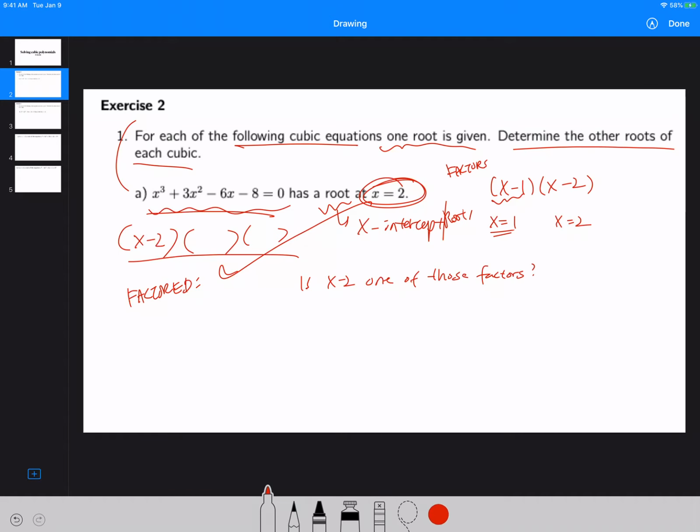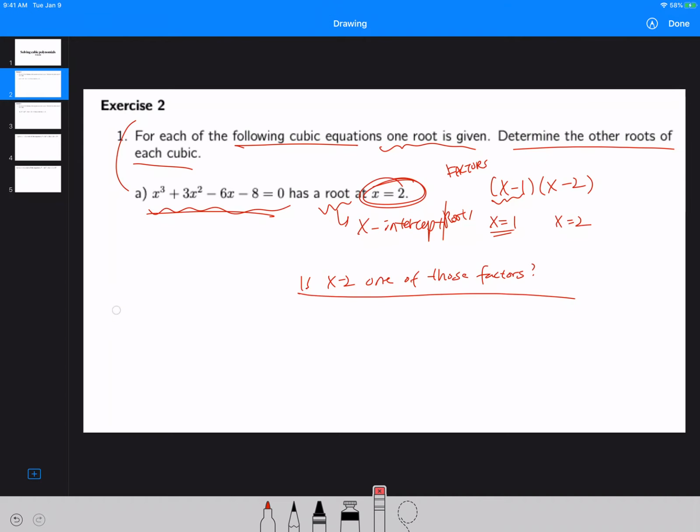Okay, so if you know that x minus 2 is one of the factors, that means that we can do long division to really check our answers with this. Okay, so how do I do that? So you take the cubic polynomial, x cubed plus 3x squared minus 6x minus 8, and you're going to divide that by x minus 2. You're going to do a long division with this.